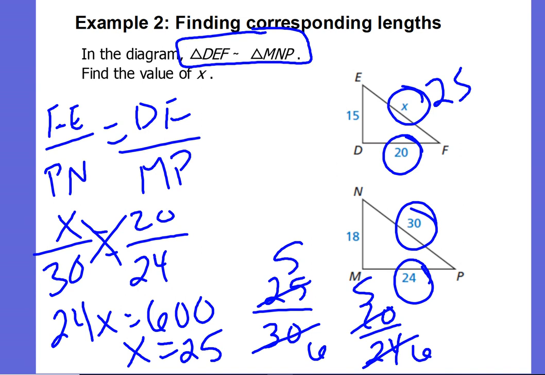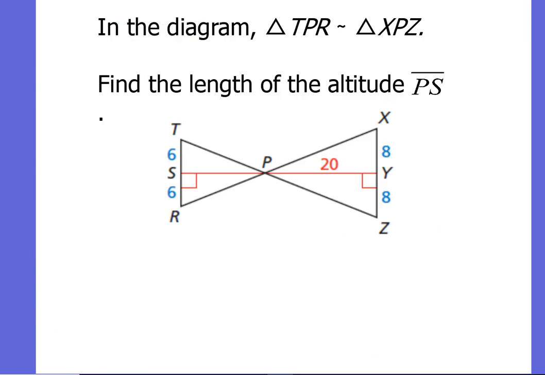Let's try another example here. It says in the diagram, the following two triangles are similar. Find the length of the altitude PS. Well, here's a key concept for this example: you have to know what altitude actually stands for. Remember, the altitude of a triangle is the perpendicular segment that connects the vertex to its opposite side, or a straight line containing its opposite side. So the altitude PS right here, let's go ahead and just call that X.